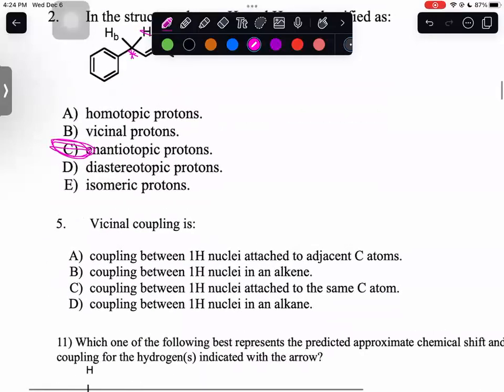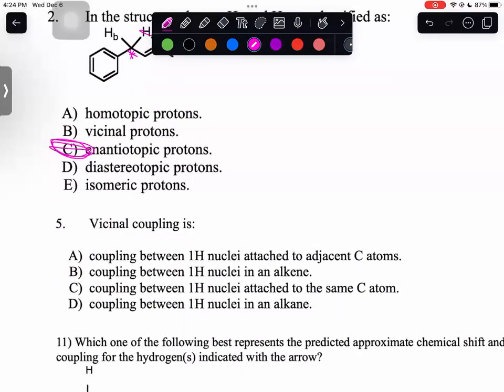And then 5 should be pretty simple, just very conceptual. It's just A. Vicinal, this is just describing the vicinal position, basically. And then if I were to change vicinal for geminal coupling, what would be the answer?